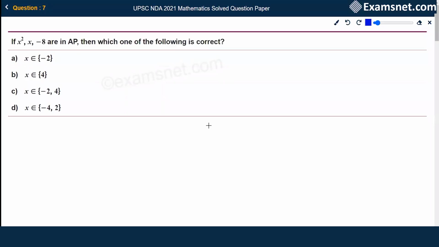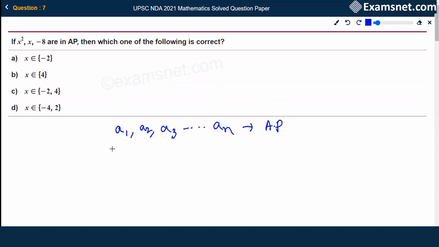It is given in question number 7. If x square, x, minus 8 are in AP, then which one of the following is correct? There are 4 options given. First, let me give you a small insight about AP. Let us consider a sequence A1, A2, A3, and so on up to AN. And this is in AP.